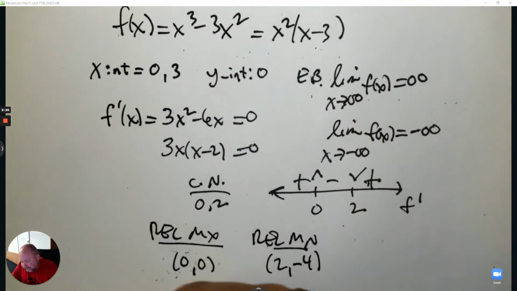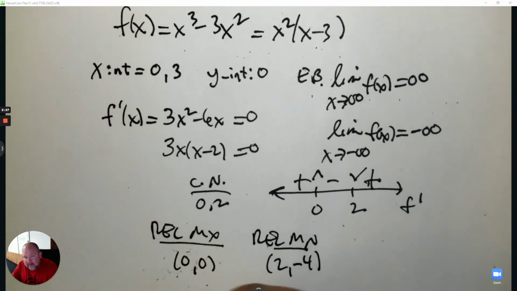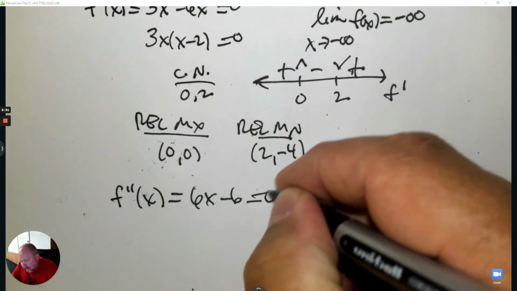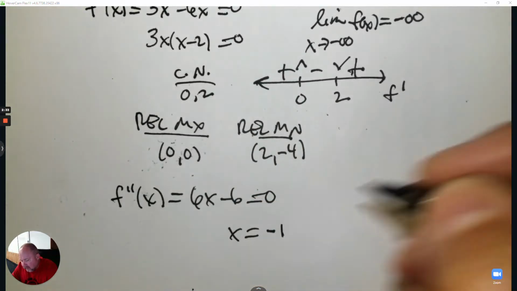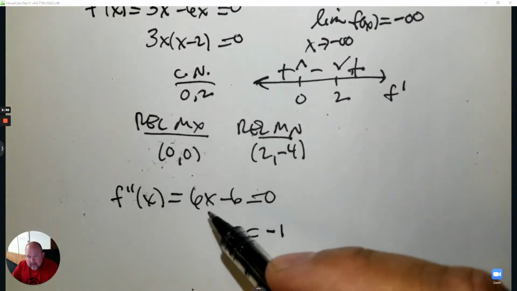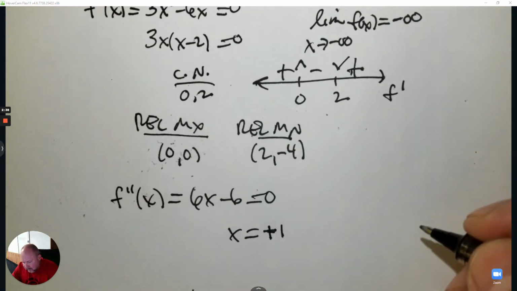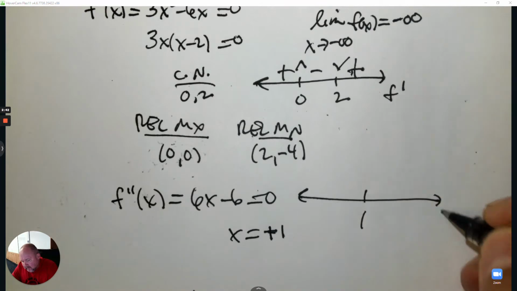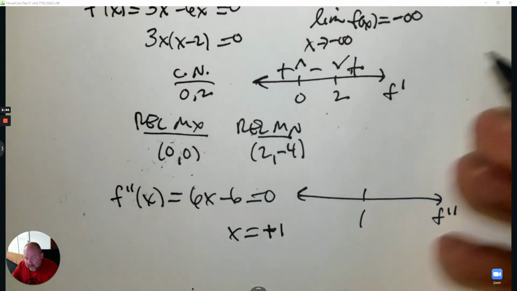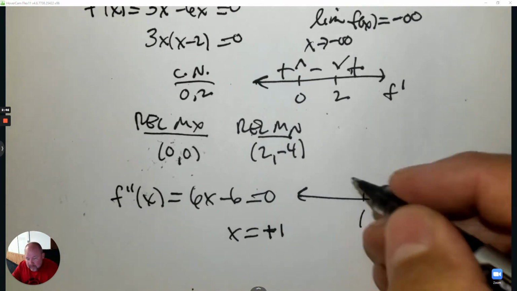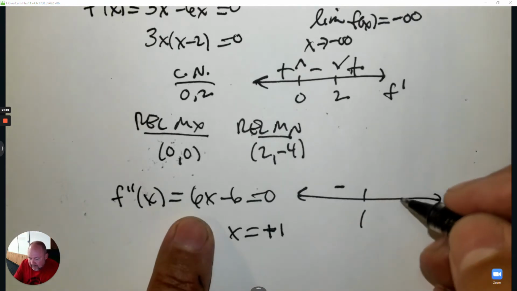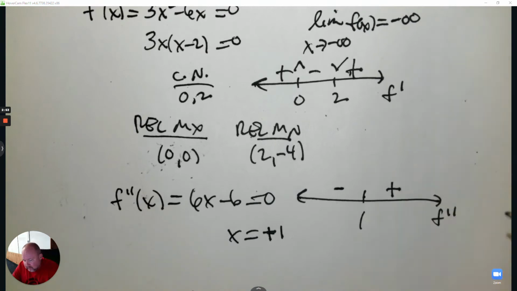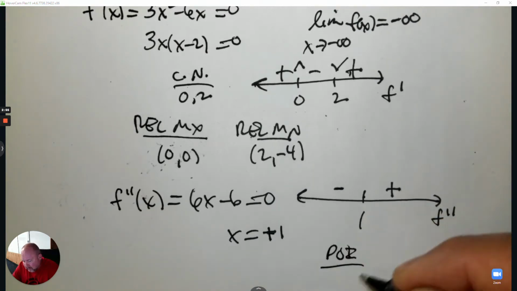One more time. I'm going to take the second derivative, make it equal to 0, and I'm going to solve it. So this answer is not -1, sorry, it's +1. Again, draw a number line, just with +1. And then recognize a number smaller than 1 will give you a negative answer, and a number bigger than 1 will give you a positive answer. So there's a point of inflection at +1.